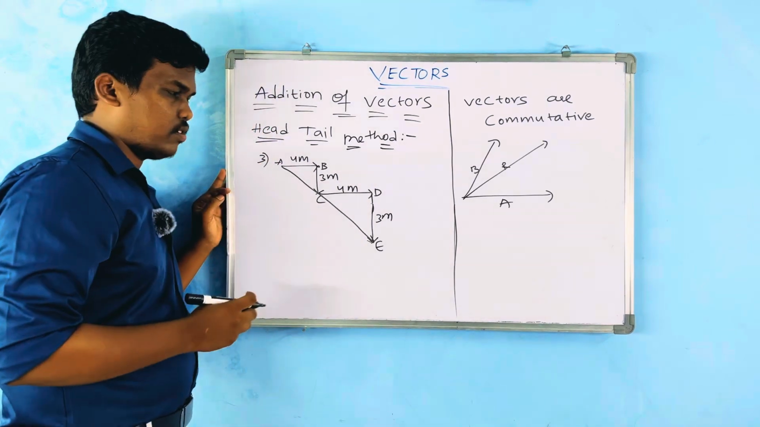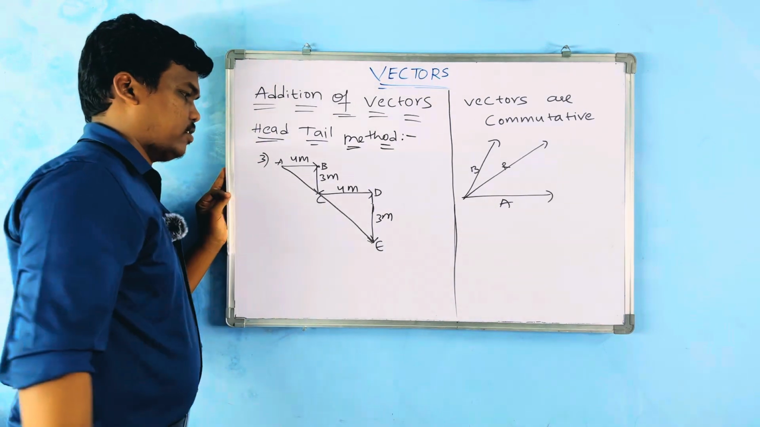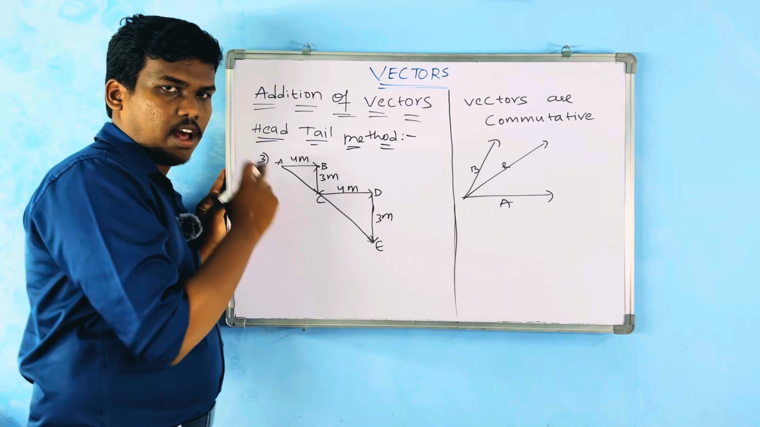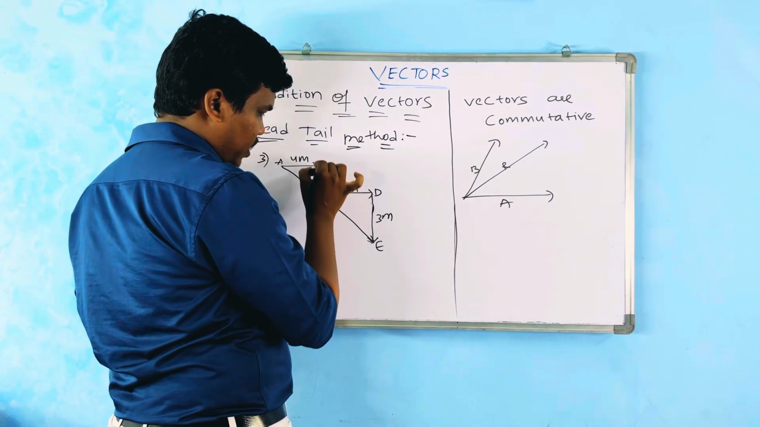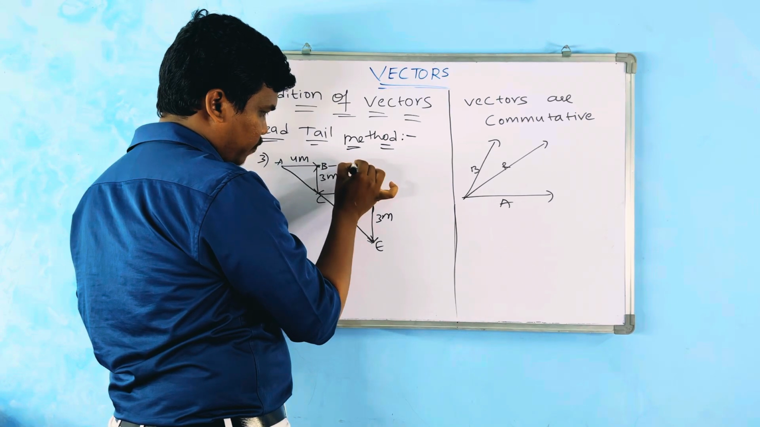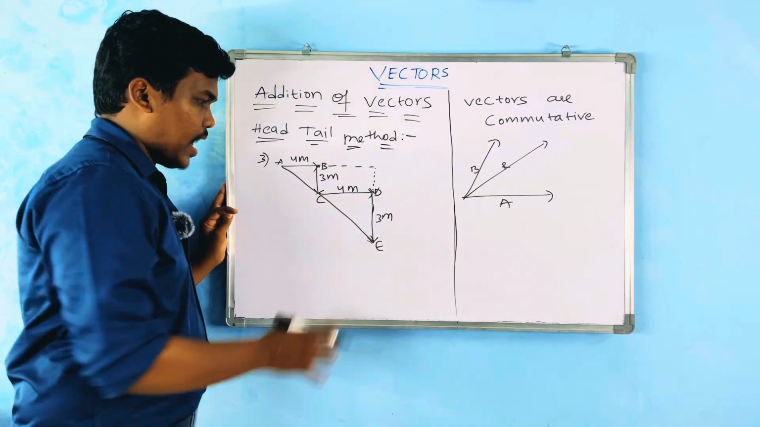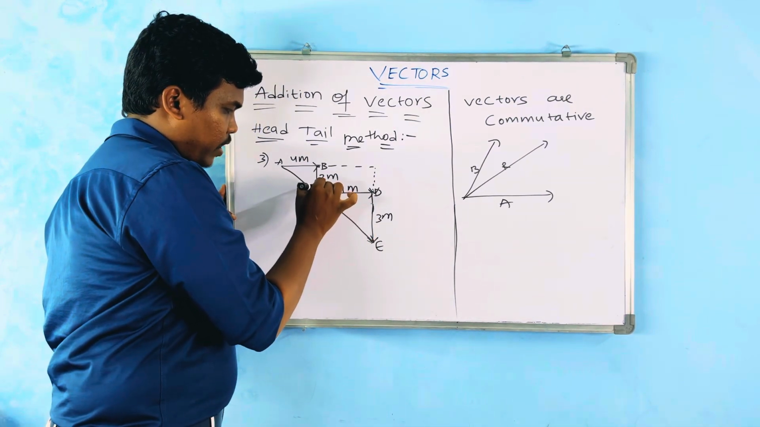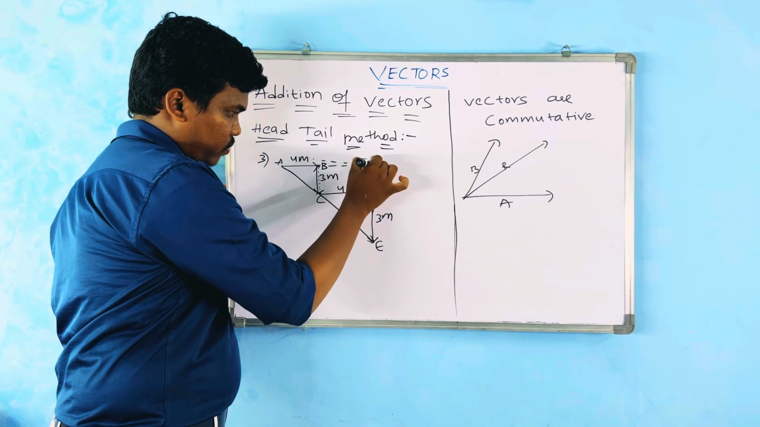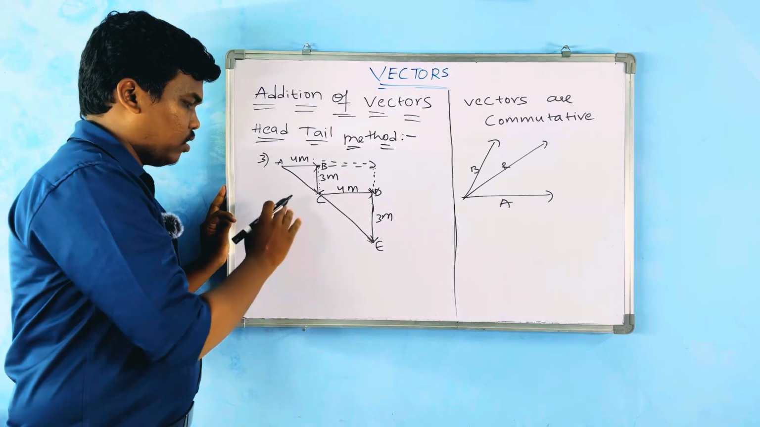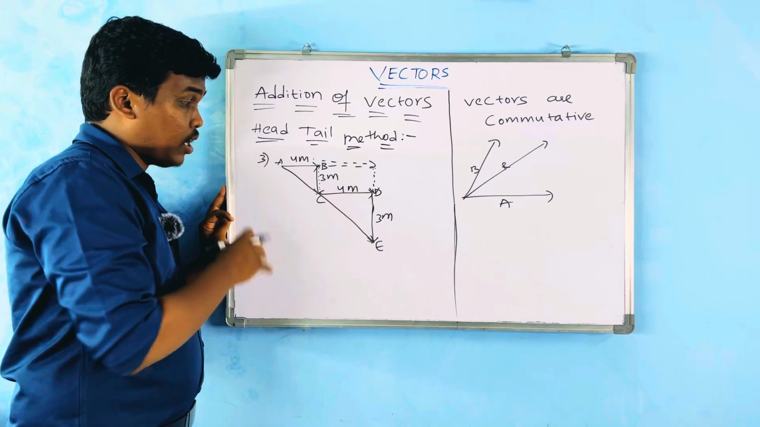How can we find the resultant of these 4 vectors? This is very simple. Just pause the video and try yourself once. Okay. Now I will answer this question. The vector which is present here will be parallelly shifted up to here. And the vector present here will be parallelly shifted up to here.